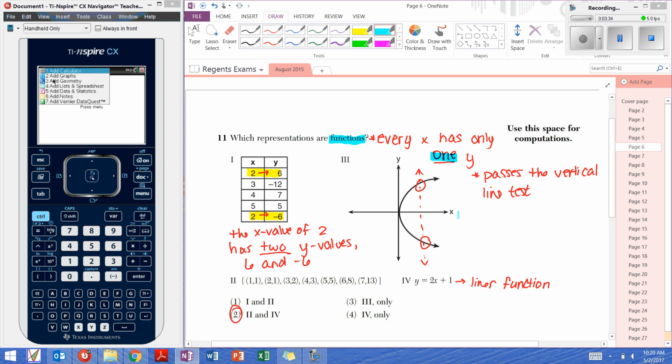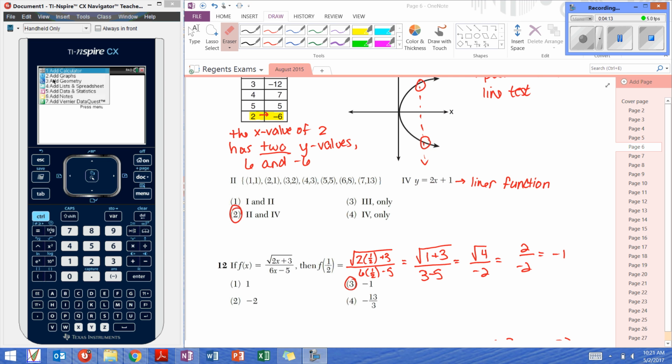Again, 3 is also bad. It fails a vertical line test. You could also say that the x value of whatever this might be actually has two outputs. 2 and 4 are both functions because 4 is just a linear equation, so it's a line, so it is a function. And then number 2 is fine because 1, 2, 3, 4, 5, 6, 7, they all are not going to anything other than one value. Therefore, the only ones that are functions are answer choices 2 and 4.